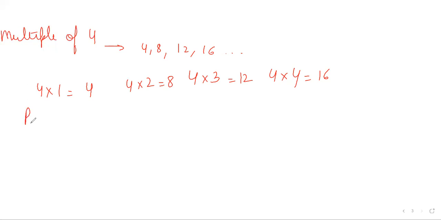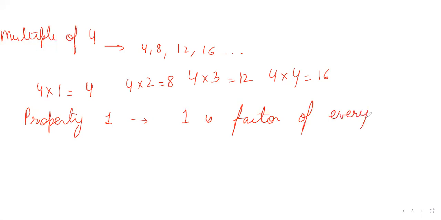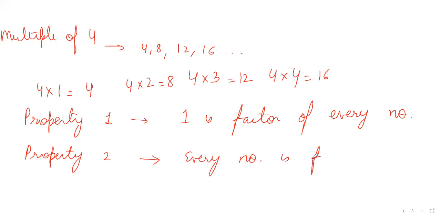So let's discuss some properties. Property number 1: 1 is a factor of every number. So if someone asks you to write a factor of every number, you should say 1 is a factor of every number. This is property number 1. Please write it in your copy. Property number 2: every number is a factor of itself.